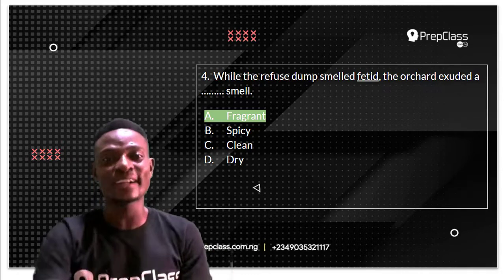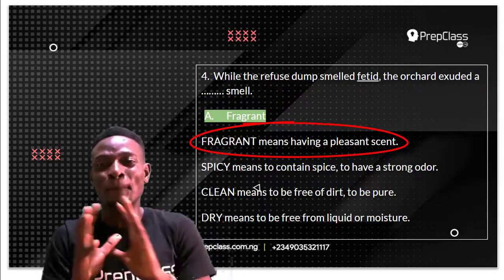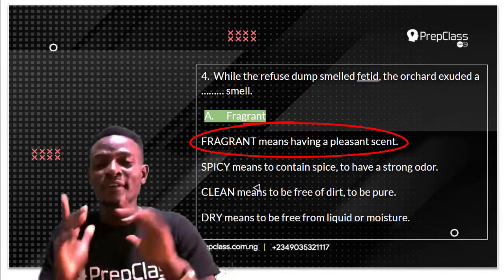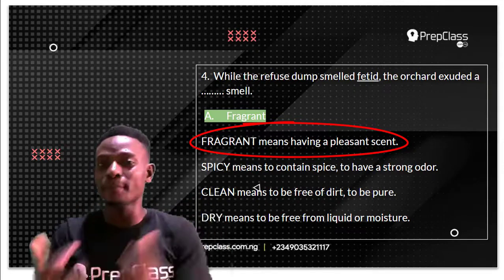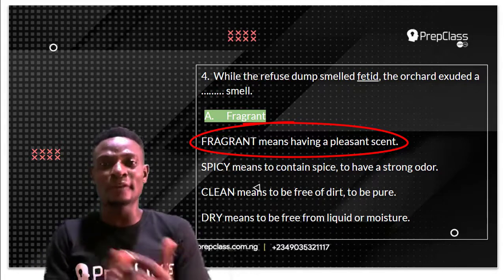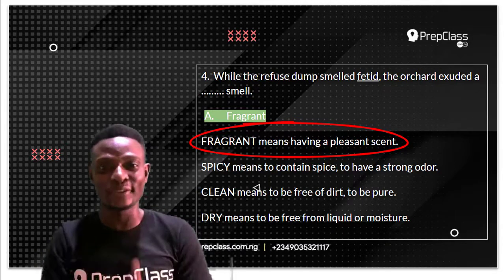What is the meaning of fragrant? The word fragrant means having a pleasant smell. You can see that this is the opposite of fetid. Fetid means foul smelling. Fragrant means having a pleasant smell. So while the refuse dump smelled fetid, the orchard exuded a fragrant smell.